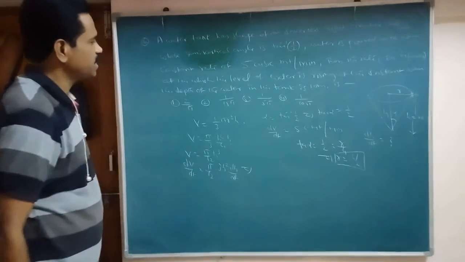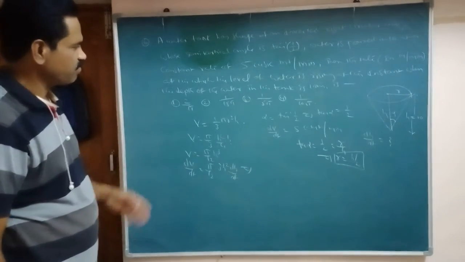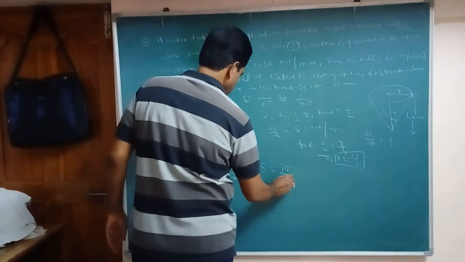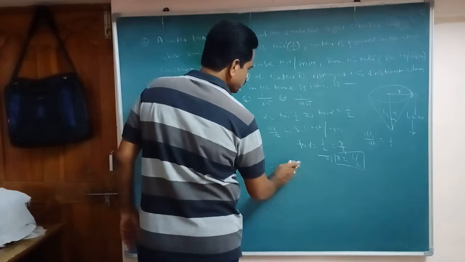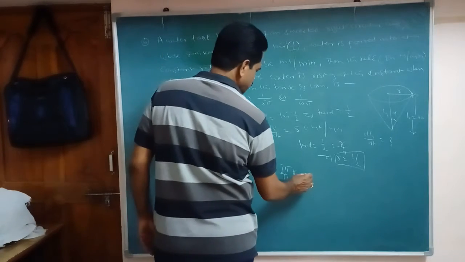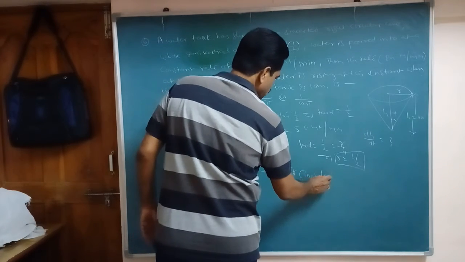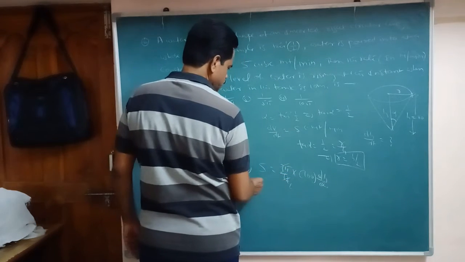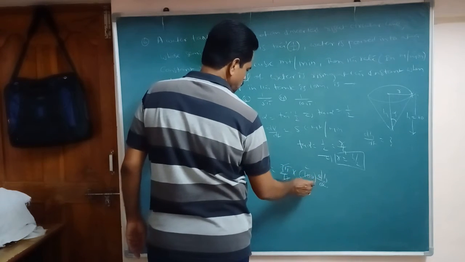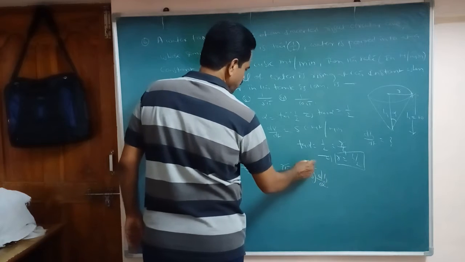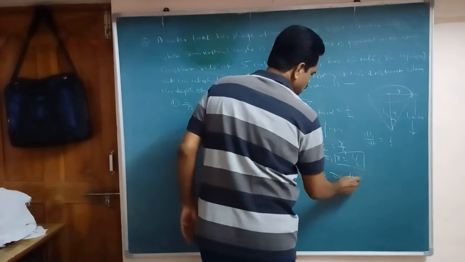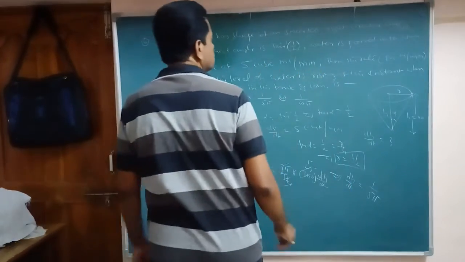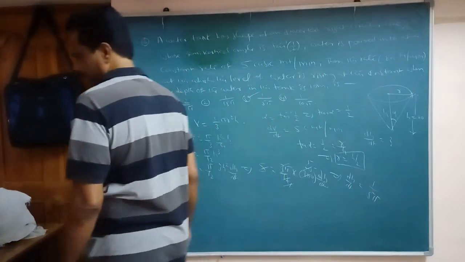So dV by dt is given. What is dV by dt here? 5. So 5 equal to 3 pi by 12 into H square. H is how much, given? 10. 10 square is 100, into dH by dt. Then it is how much here? dH by dt equal to 1 by 5 pi. So that is the correct option.